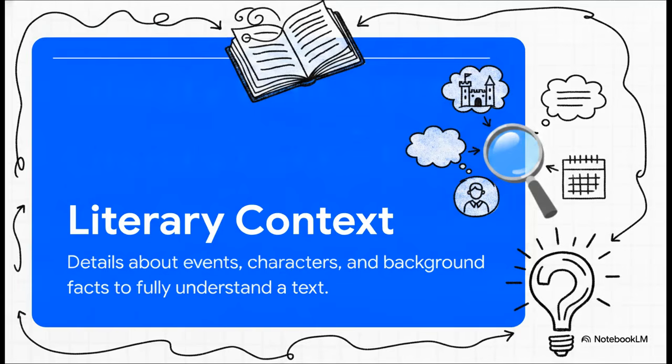exists in. If we want to put a formal definition to it, literary context is the details about events, characters, settings, and background facts. To really fully understand a text, it ultimately answers one absolutely critical question. What do I need to know about the world of this text before I can understand it? Context is crucial, guys, because it reveals the author's hidden choices about tone, language, and theme that might otherwise just seem completely random to us.